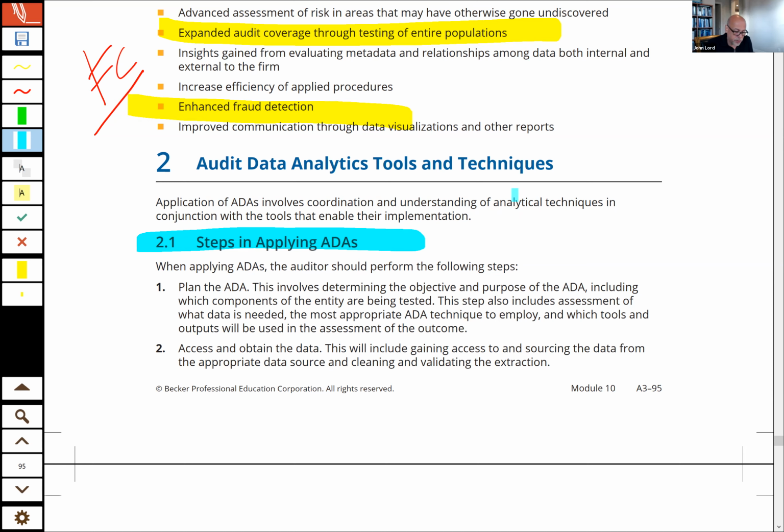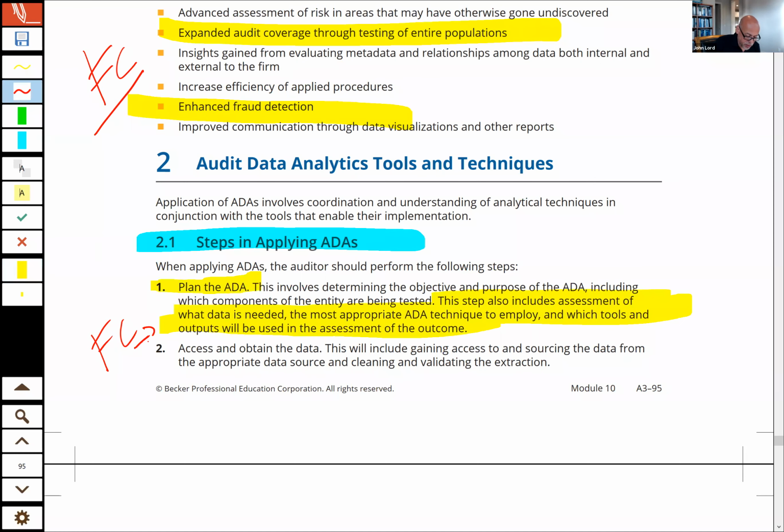Now, what I'm going to ask you to flashcard are the more key descriptive steps that I can see being in a multiple choice question. Again, we're more descriptive in what we're doing here. First, we have to plan the audit data analytics. This step includes assessment of what data is needed, the most appropriate technique, and which tools and outputs will be used in the assessment of the outcome.